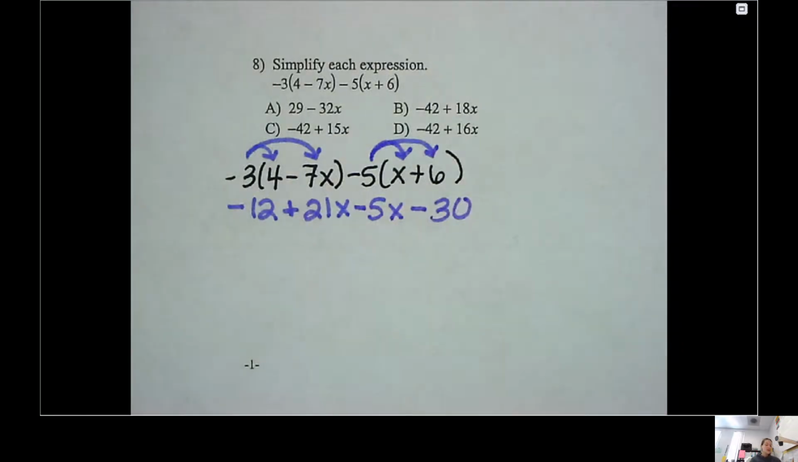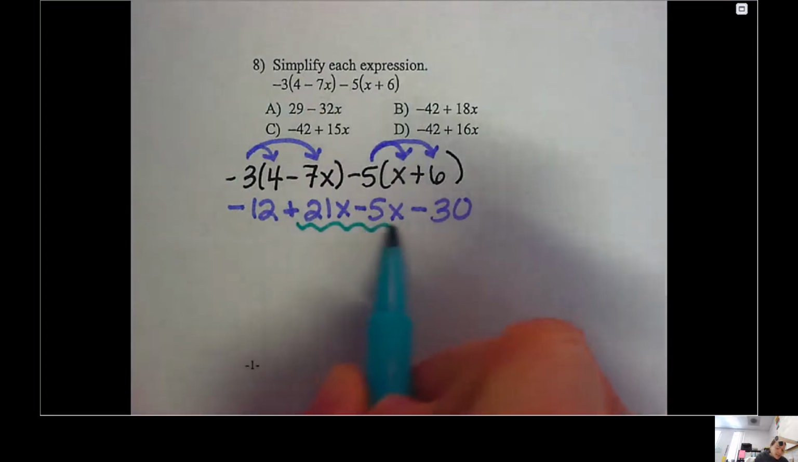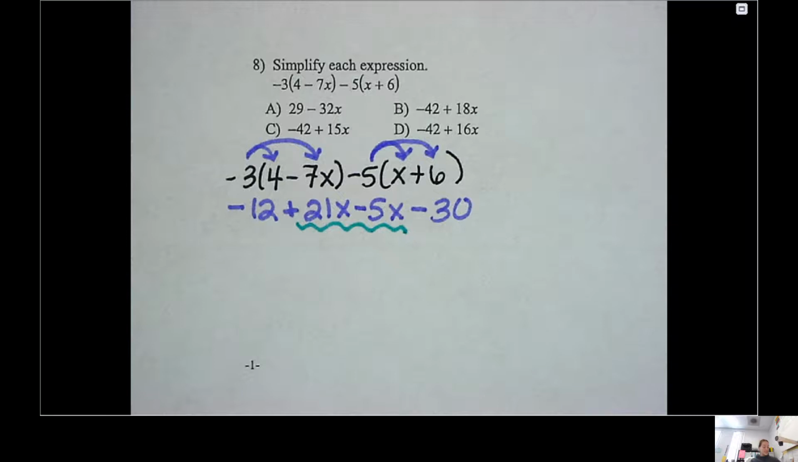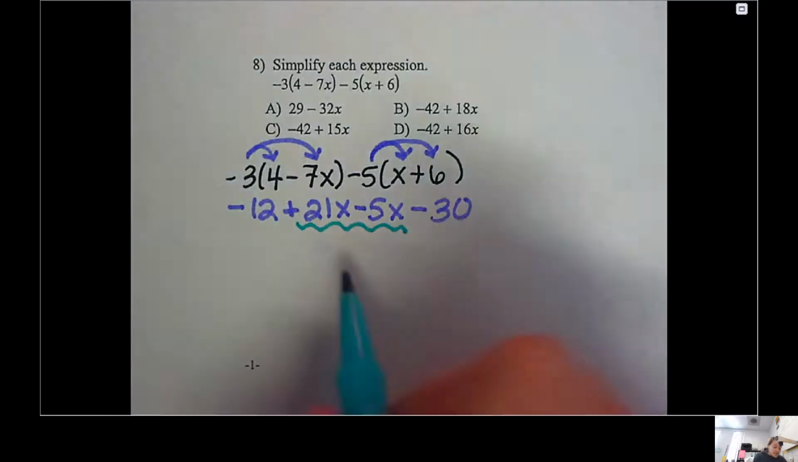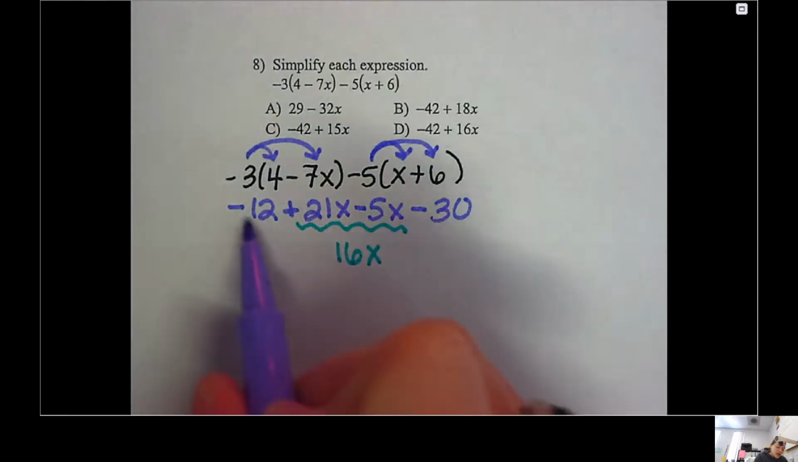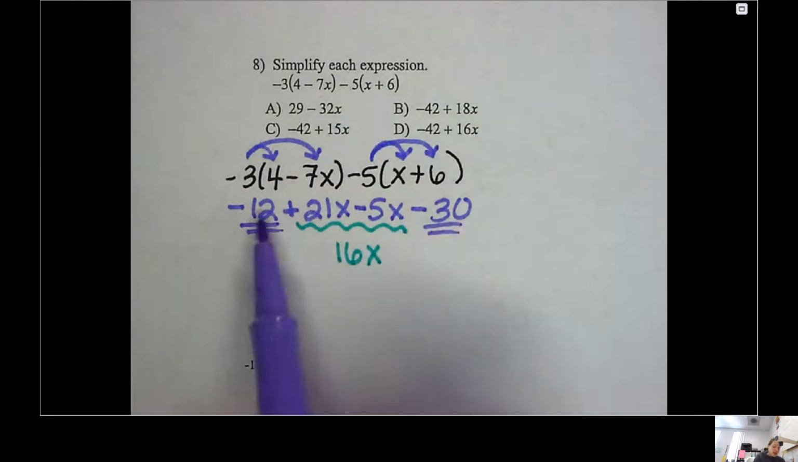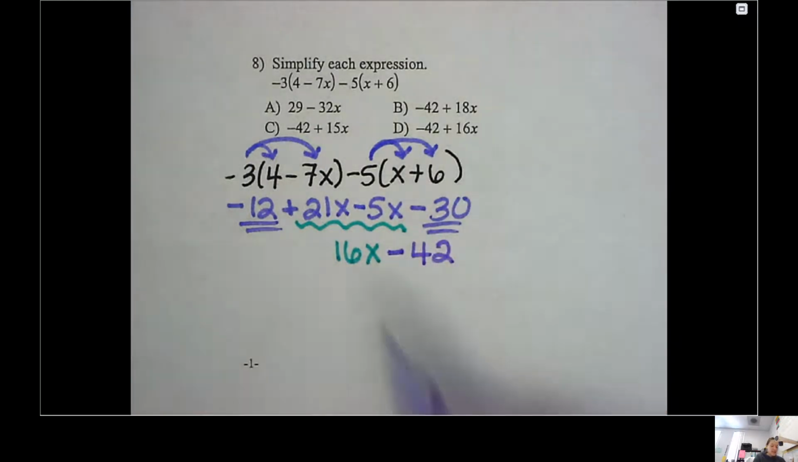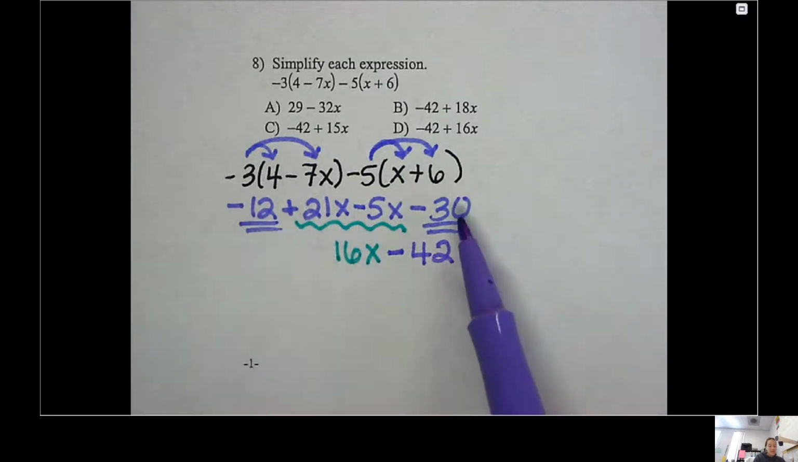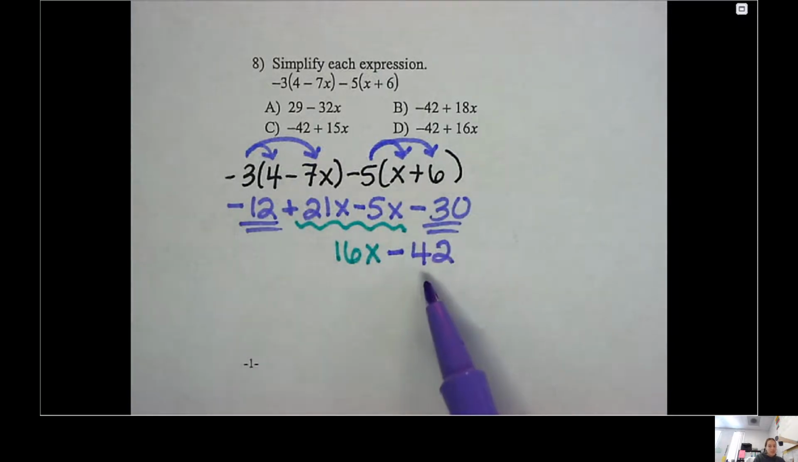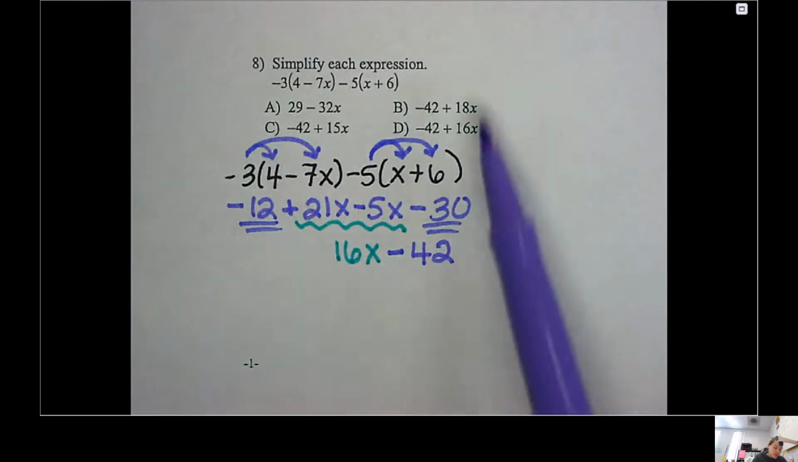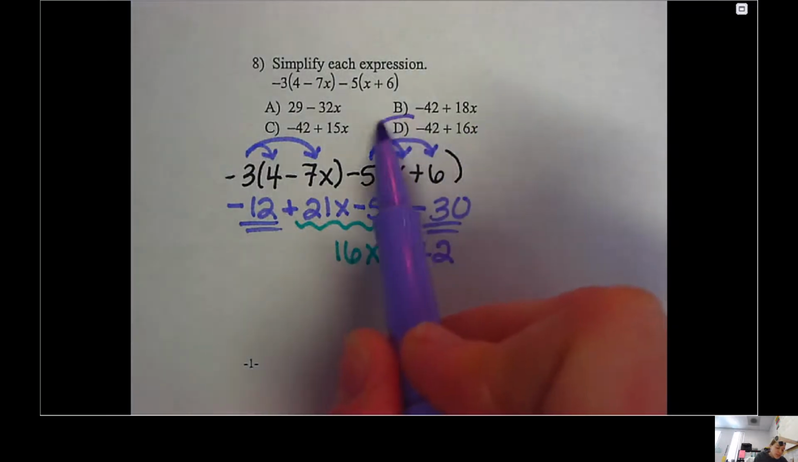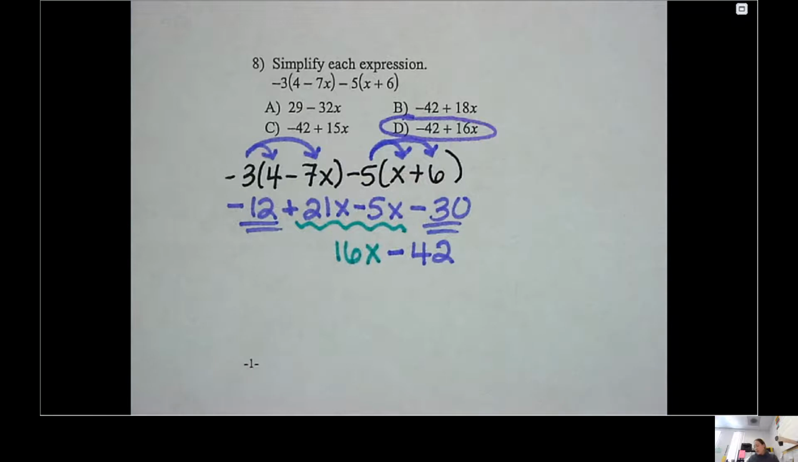Now from here, I'm going to combine some like terms. So I can put all of the x's together. So 21x's minus 5x's give me 16x's. And then I can also combine together the constants, which is negative 12 and negative 30, which gives me a negative 42. Think about it as like you've got 12 minus signs and 30 minus signs. In total, you have 42 minus signs. So if I look up here for the one that matches, that would be letter D.